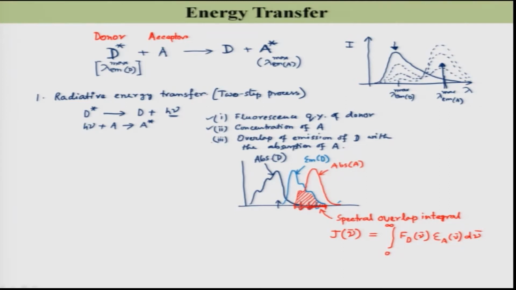So, this number 3 point is telling me that if this overlap integral J(ν̄) is more, then the energy transfer is more favorable.